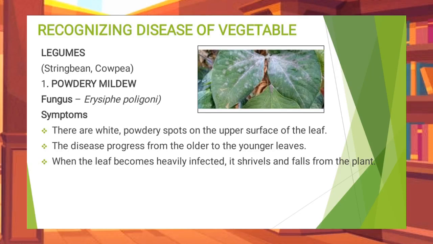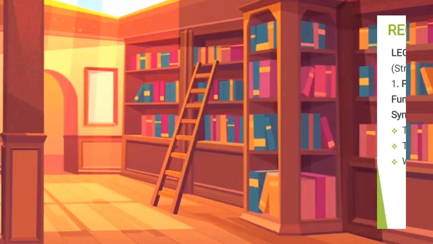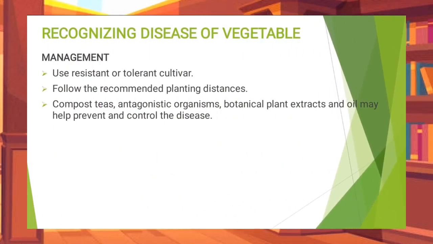So number 1, powdery mildew, fungus. Na siya sa screen. Symptoms: there are white powdery spots on the upper surface of the leaf. So the disease progresses from the older to the younger leaves. So how to manage powdery mildew? So use resistant or tolerant cultivar. Follow the recommended planting distances.